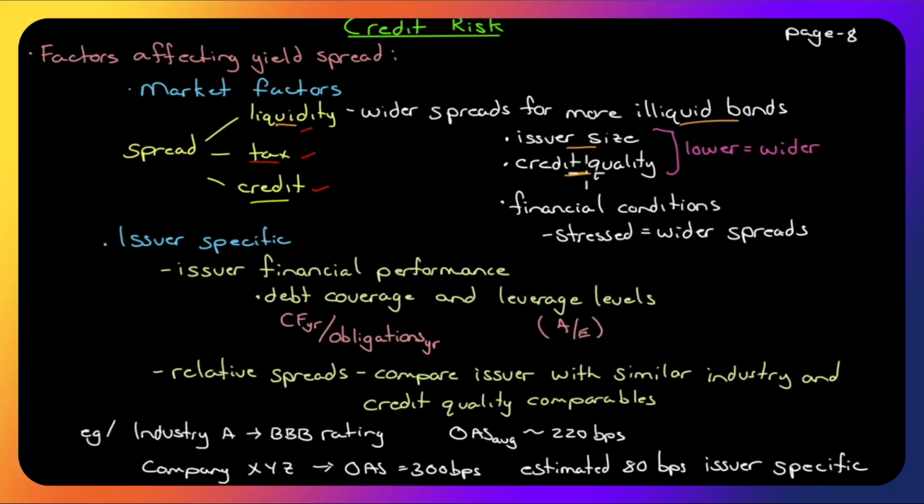And the lower the credit quality, the wider the spread as well. So the lower the issuer size, the lower the credit quality, the wider the spread. Also, when financial conditions become stressed, all spreads widen as well.